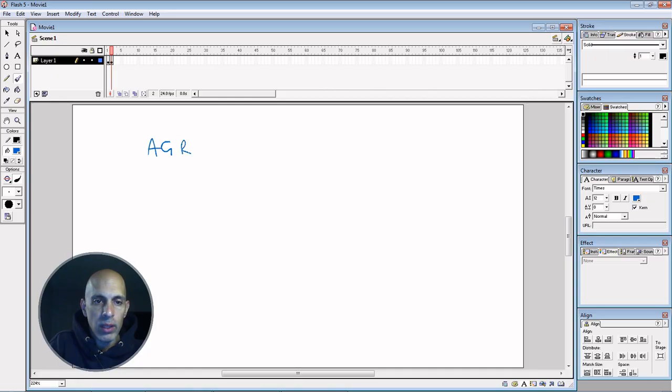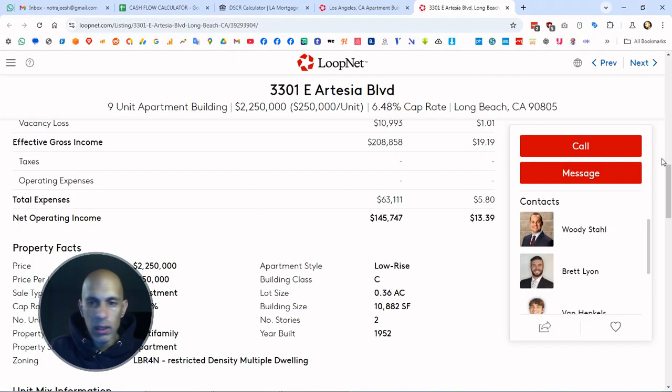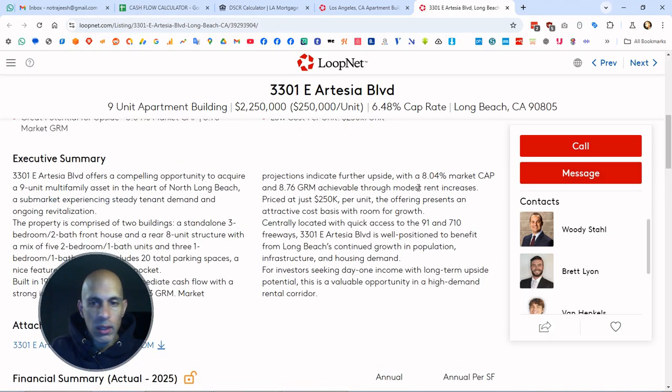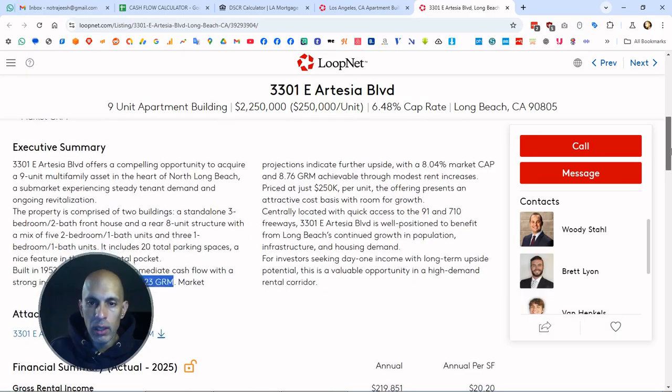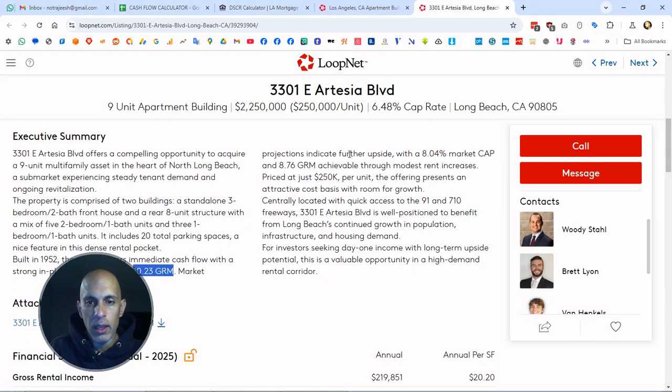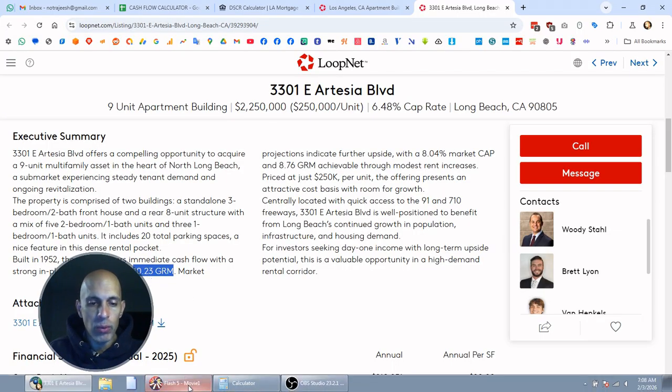So annual gross rents are equal to price over gross rent multiplier, which is equal to 2.25 million over, they are saying, 10.23. And they're saying market projections indicate a further upside at an 8.404 market cap and an 8.76 GRM. That means if you buy it and raise rents, you will get those numbers. So that means rents are currently below market rents, which explains why we're at a 6.48% cap rate, but 10.23 GRM.